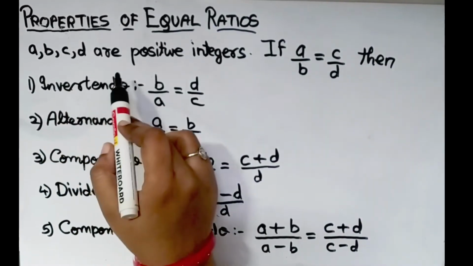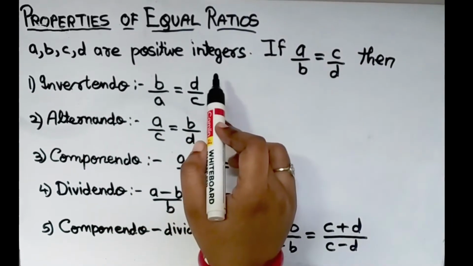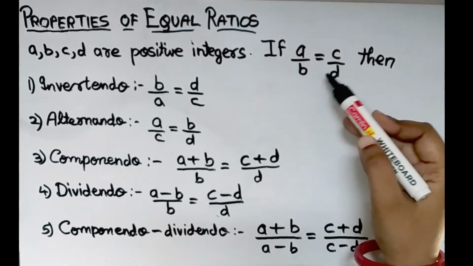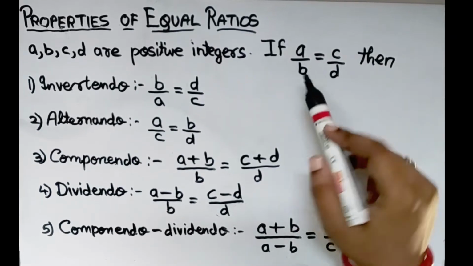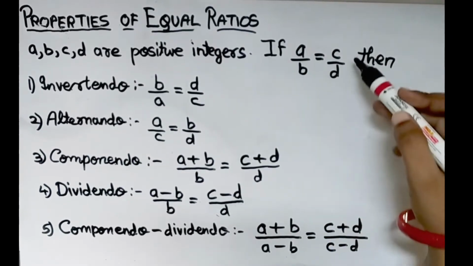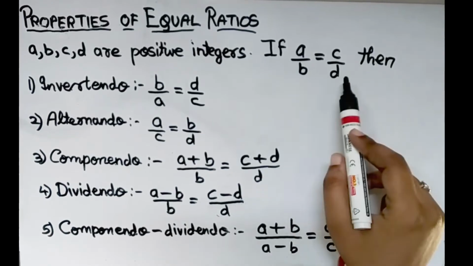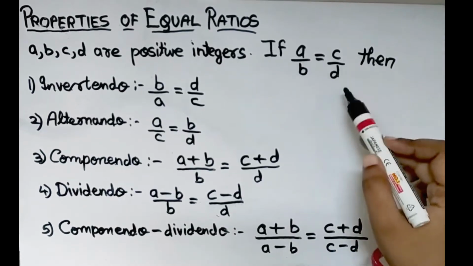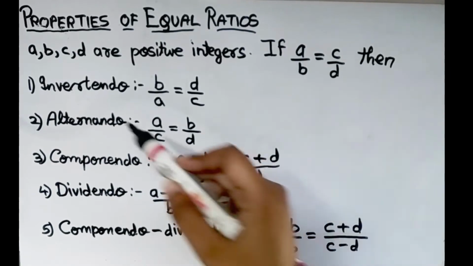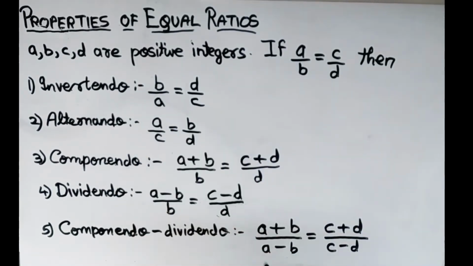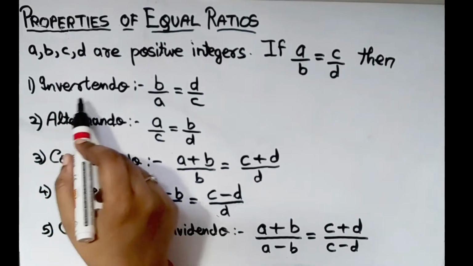A, B, C, D are positive integers. If A upon B is equal to C upon D, then here there are two ratios, that is A upon B and C upon D, and both the ratios are equal. A upon B is equal to C upon D. If this condition is satisfied, then we will have 5 properties. The first property is invertendo.